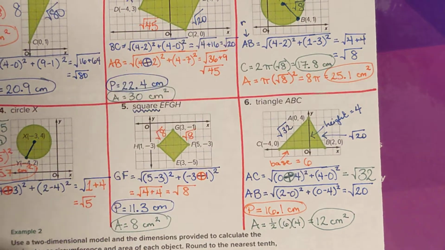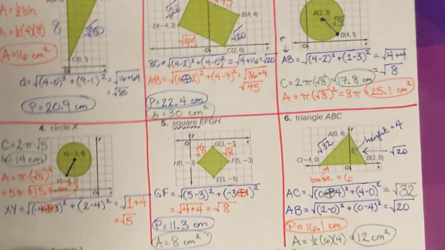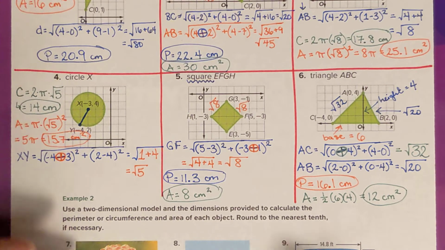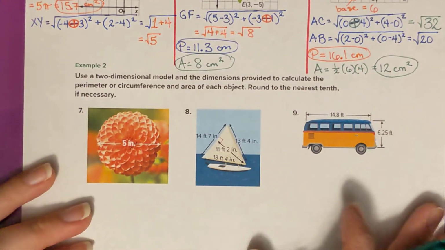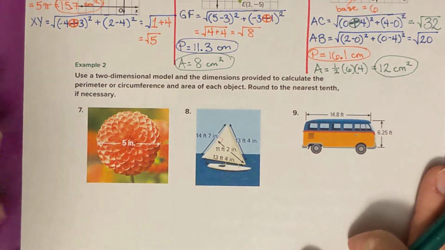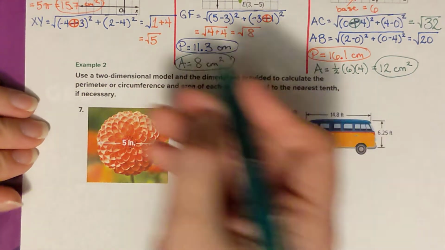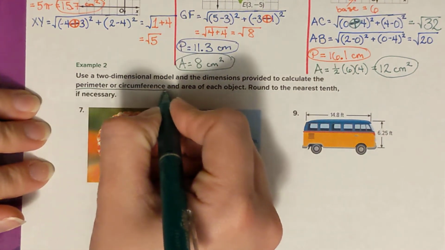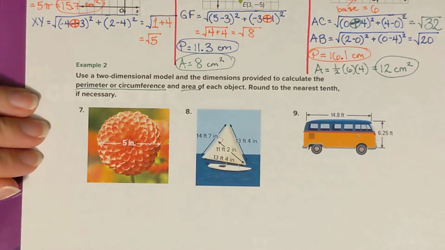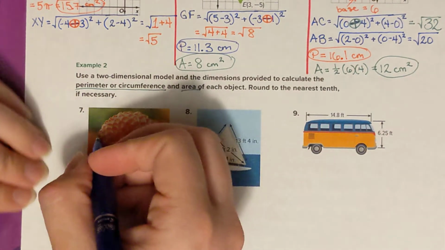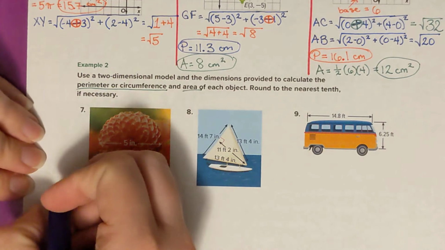So hopefully that wasn't that bad. The rest of this is going to get a little bit easier, okay? Because now we don't really have to do distance formula that much. Now you're just going to focus on doing area and perimeter, okay? So let's try these fun pictures here, okay? So again, they want the perimeter or the circumference if it's a circle and the area of each one. So you got to find both. So let's start with number 7.